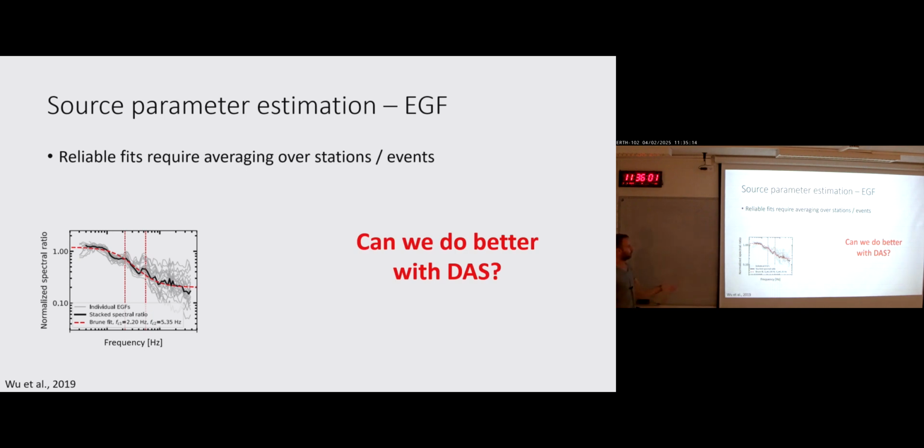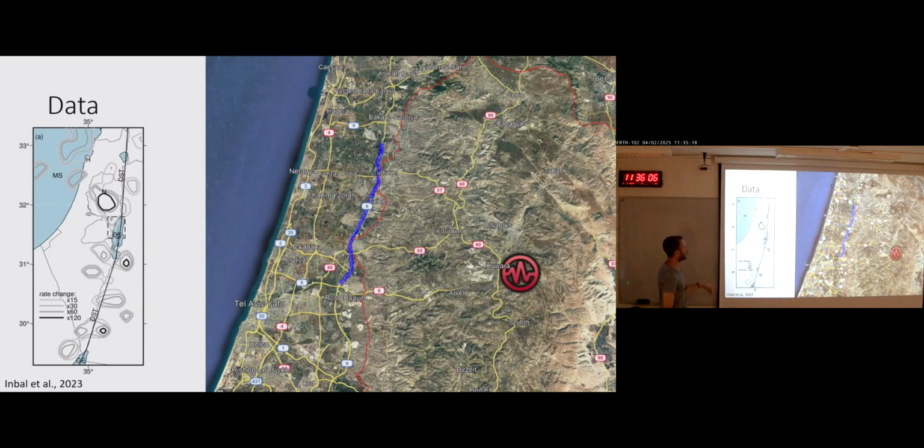And the fact that I'm asking also already tells you that yes, we can. So following the 2023 earthquakes in Turkey, I guess we all know that our region experienced a significant increase in seismicity. So in a work done with Asaf Inbal, we saw that much of the seismicity was actually not along the Dead Sea Fault. We see here regions with increased seismicity.